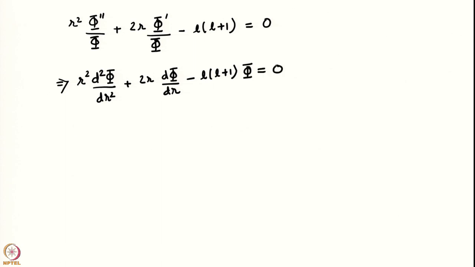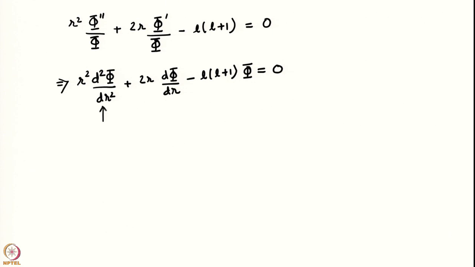So, the small r dependence of capital phi once again satisfies an ordinary differential equation, a linear, second order one. This does not have constant coefficients, so we cannot just solve it in a straightforward manner by assuming some exponential dependence in r. However, notice that this is a second derivative with respect to r and it gets multiplied by r squared. This is a first derivative with respect to r and it gets multiplied by r. So, there is a pattern. This suggests that if I look for solutions of the form r to the power some constant lambda, then you can see that this is going to satisfy this equation.